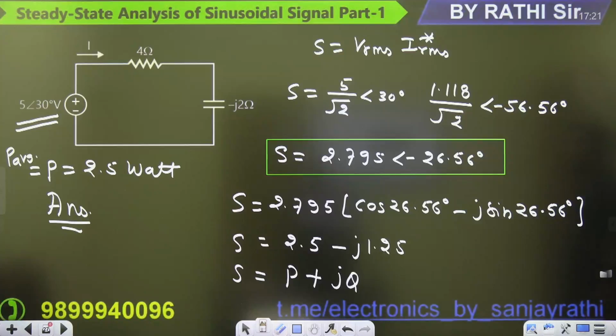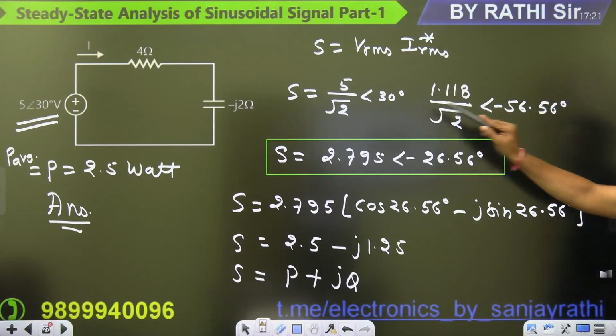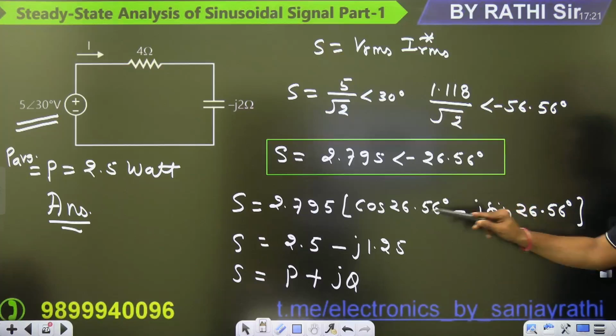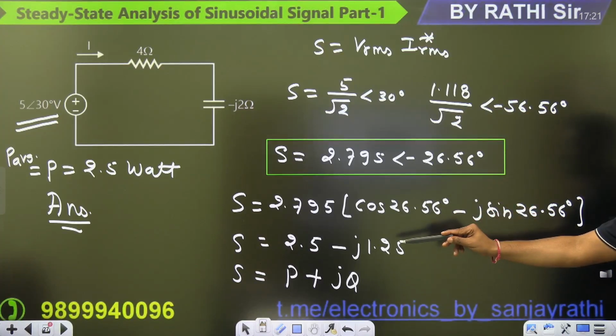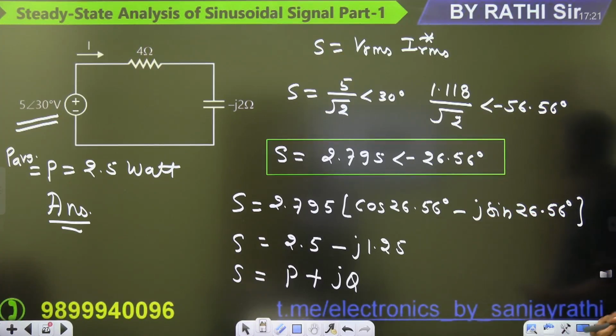Okay, and then finally, what is the power here? V RMS, I RMS, this is called RMS value. Multiply and divide real part and imaginary part. Real part is called what? Average power or effective power. Okay.